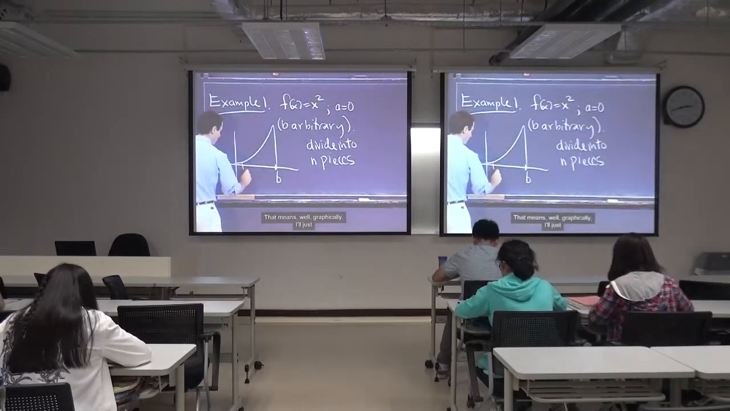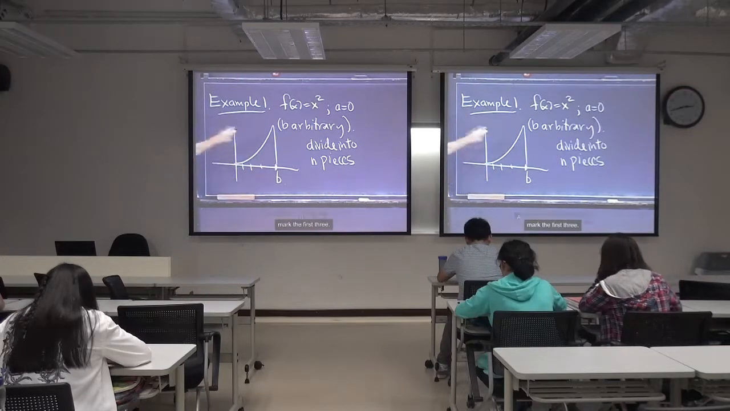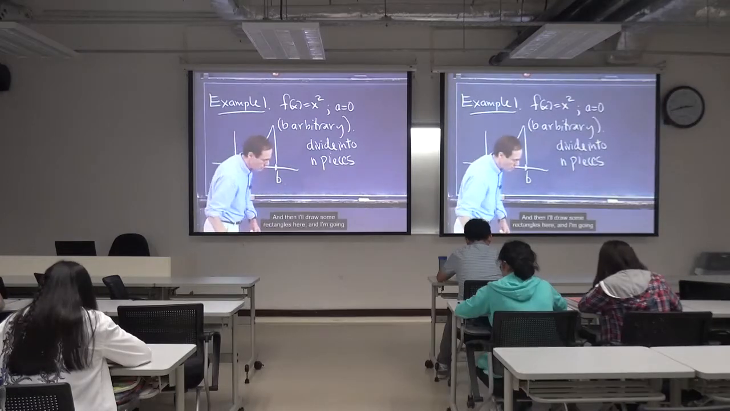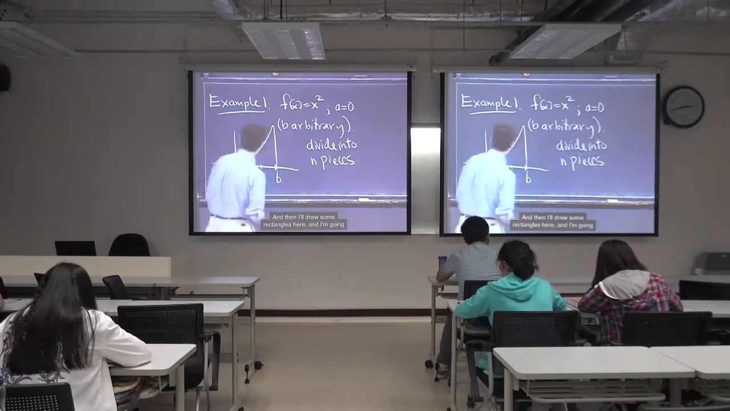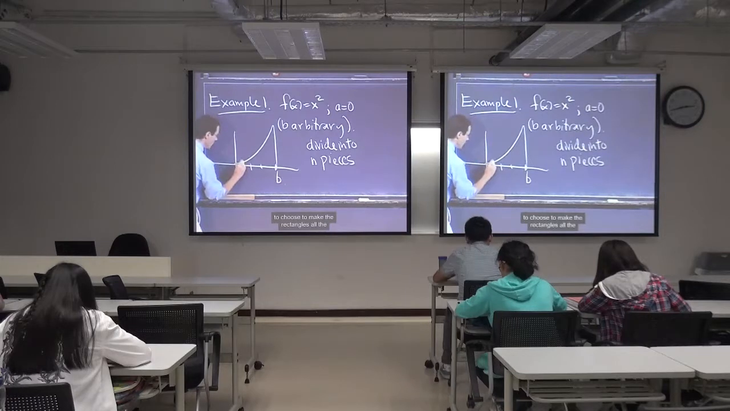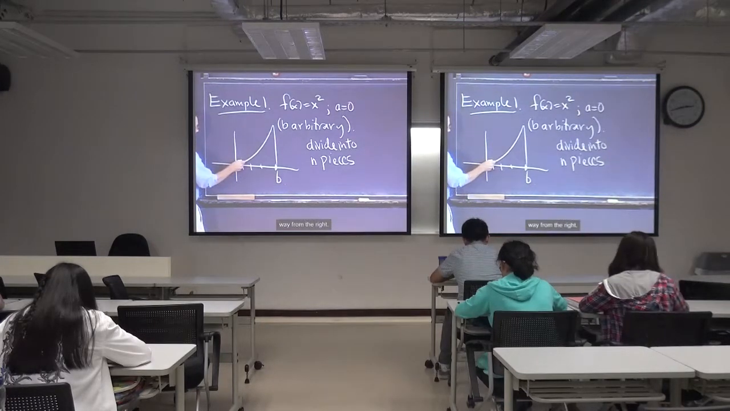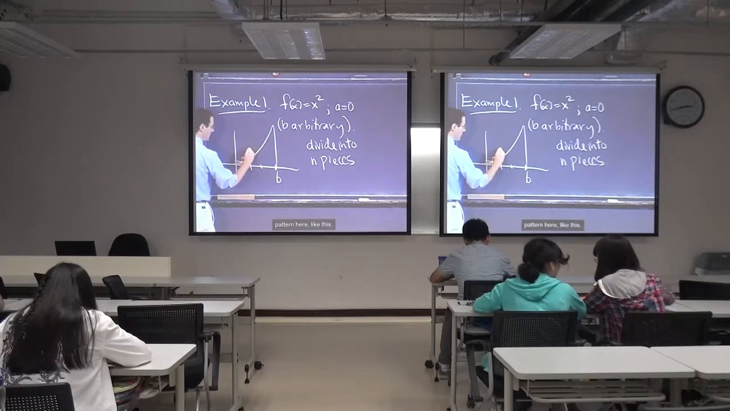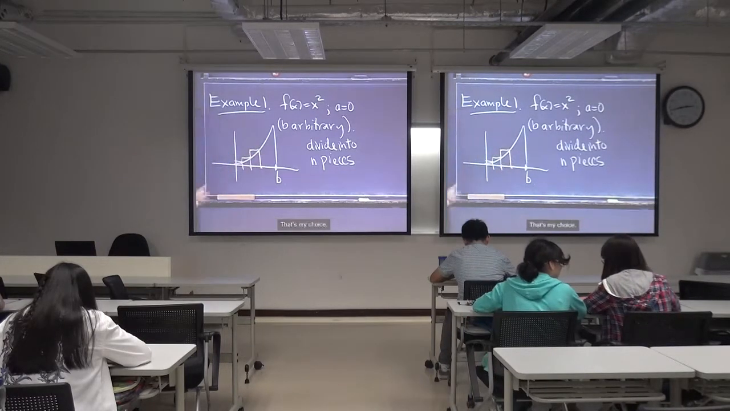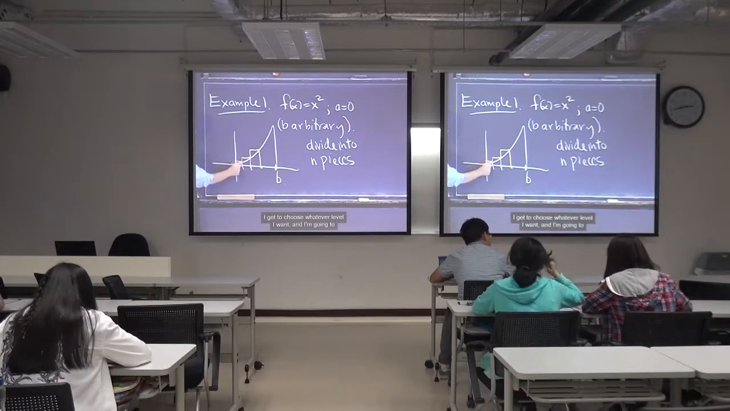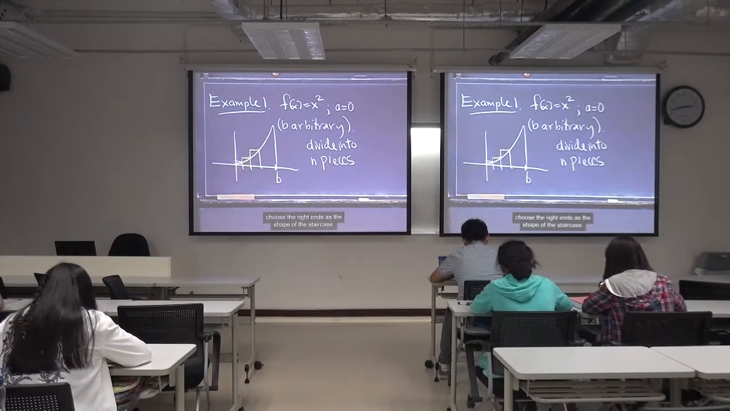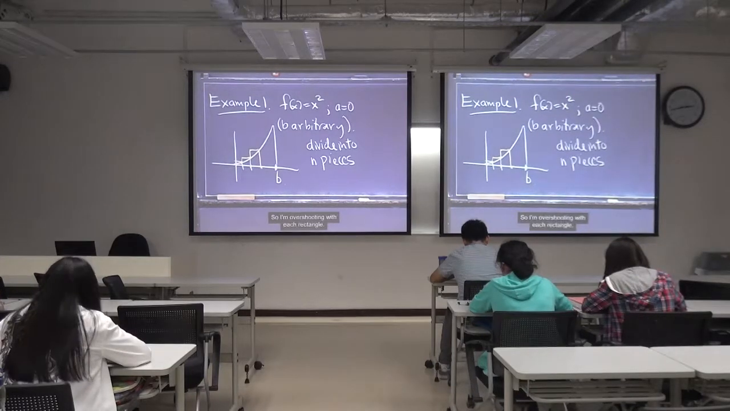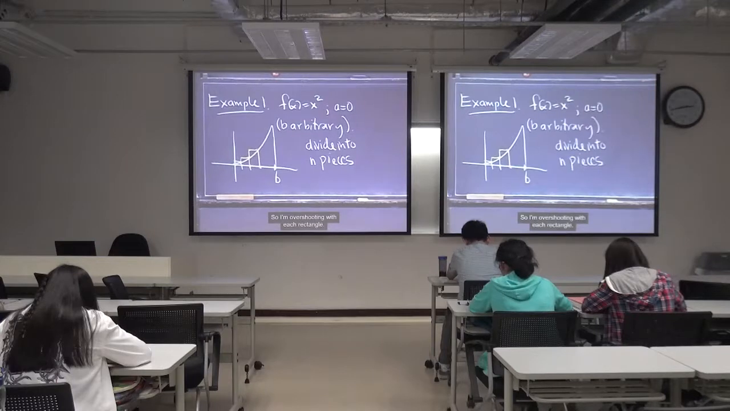That means, well, graphically, I'll just mark the first three. Maybe there are going to be many of them. And then I'll draw some rectangles here. I'm going to choose to make the rectangles all the way from the right, and I'll make this staircase pattern like this. That's my choice. I get to choose whatever level I want, and I'm going to choose the right ends as the shape of the staircase. So I'm overshooting with each rectangle.